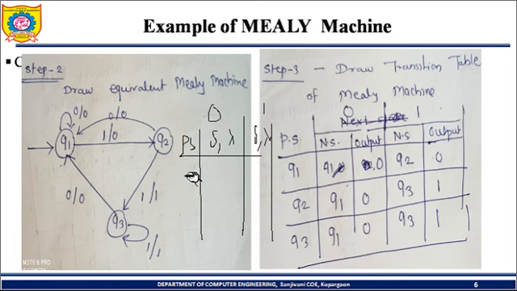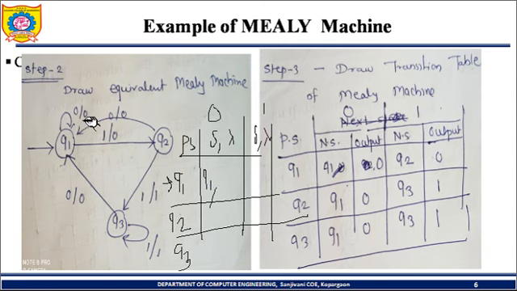The number of states is 3. Q1 is the initial state, so I need to show that initial state here. After that Q2 is the next state and Q3 is the third state. Here you can see Q1 after receiving 0 will be in the Q1 state itself, the same state, and the output associated with the transition is 0. Q1 after receiving 1 will be in Q2, and at that time the output is 0.